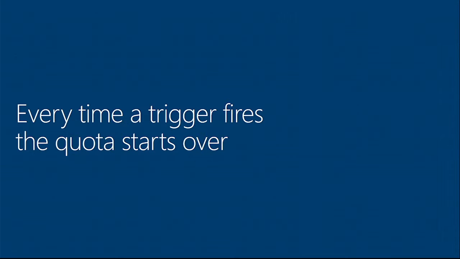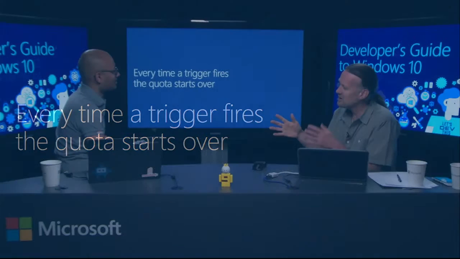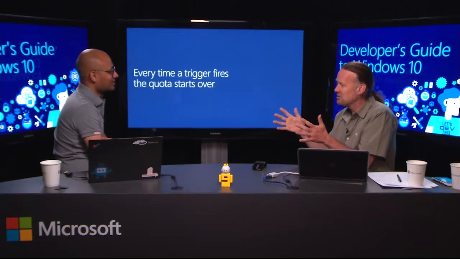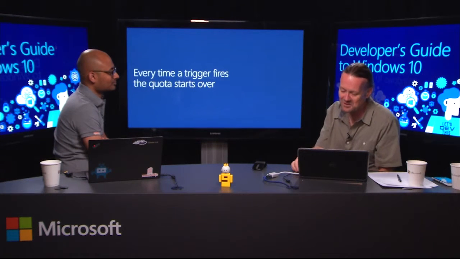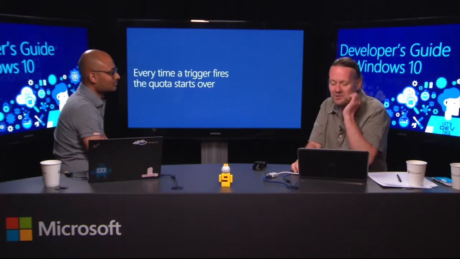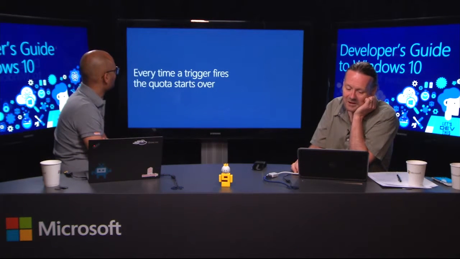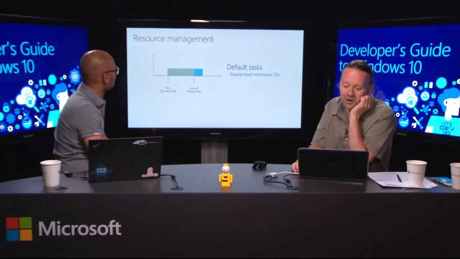So you're not sharing, because it used to be kind of a slot: you'd use it and then suspend and then the next quota period would start. But actually, you just get that quota renewed every time the trigger fires. So that's a good thing. So yeah, you can run for 25 seconds. You've got 5 seconds cancellation time.